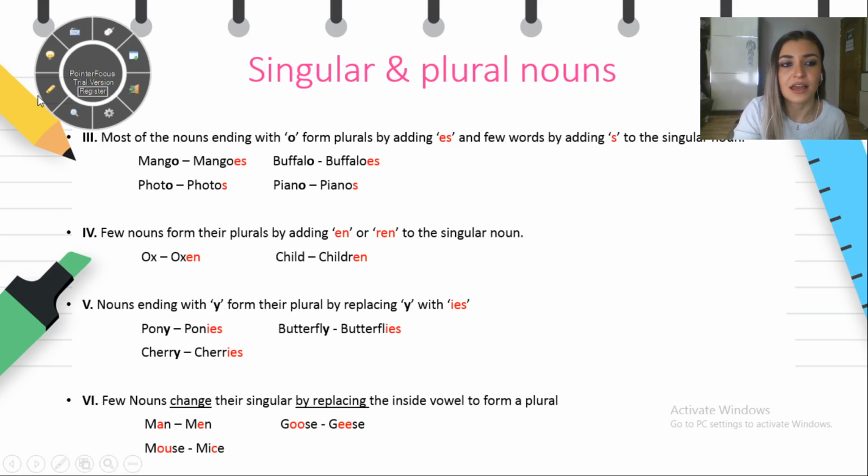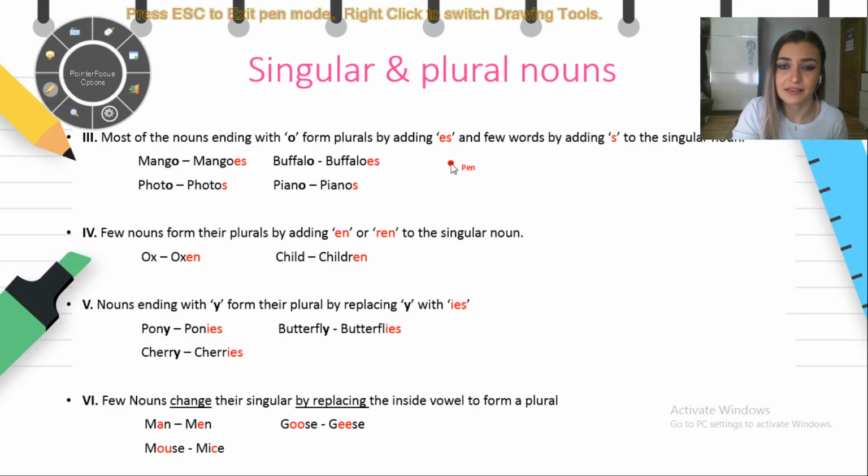Most of the nouns ending in O form their plural by adding ES, and a few words by adding just S to the singular noun. For example, we have the word mango, which takes mangoes at the end of the word to make the plural form. Buffalo becomes buffaloes. Photo becomes photos, and piano, pianos.